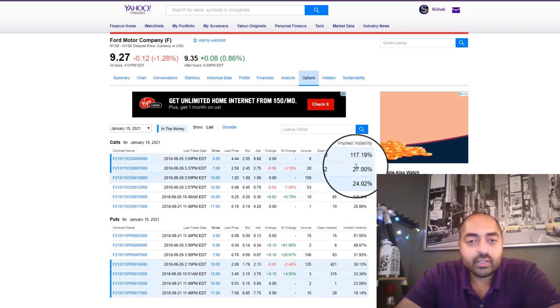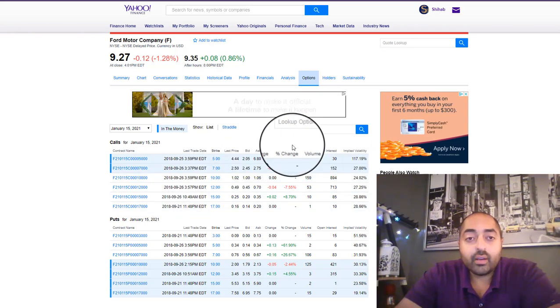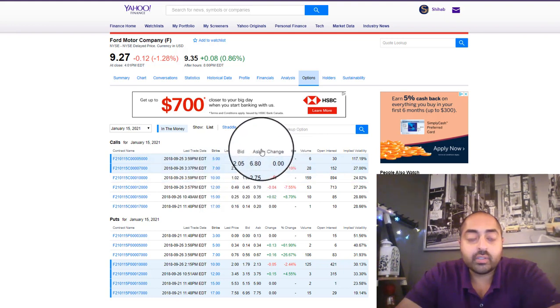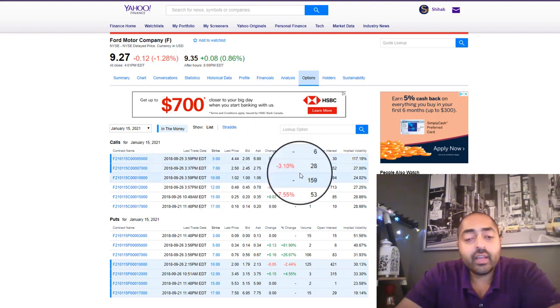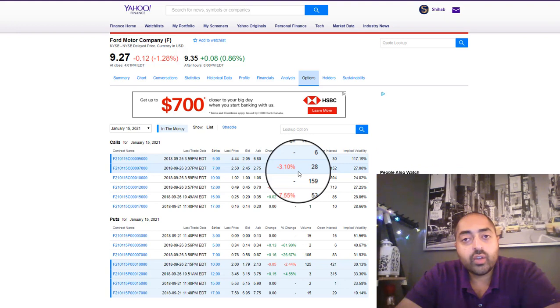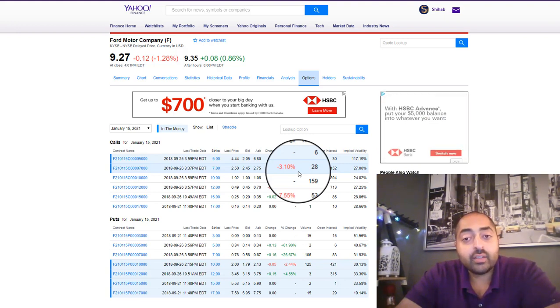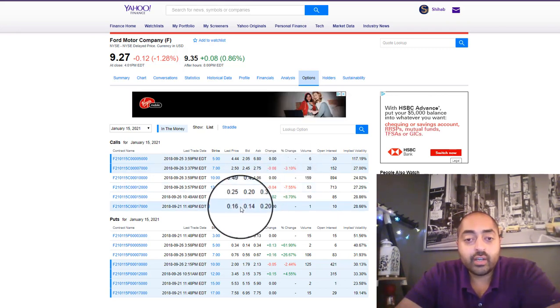I'm going to use Ford as an example. Writing covered calls is a strategy that allows you to make money from a stock that doesn't move much, that doesn't fluctuate much. Basically what you're doing is selling call options. But before doing that, you have to own the shares first, and you have to own at least 100 shares because an option contract is 100 shares. So before you can start selling option contracts, you need to own at least 100 shares of that stock.